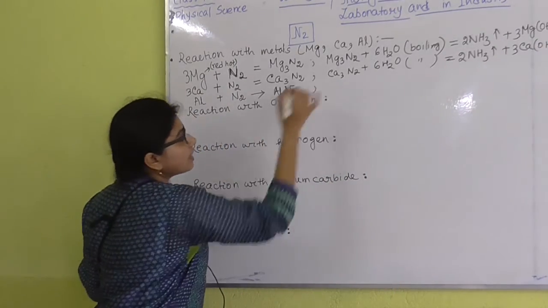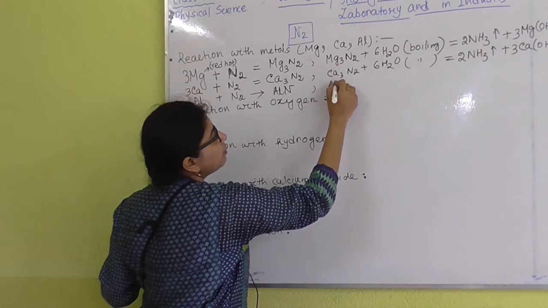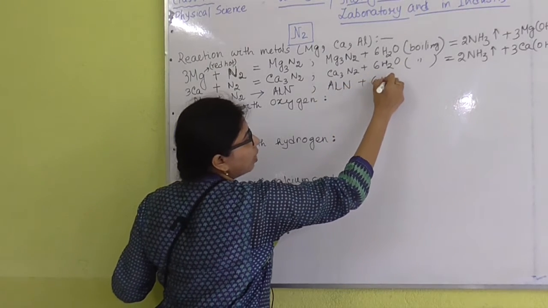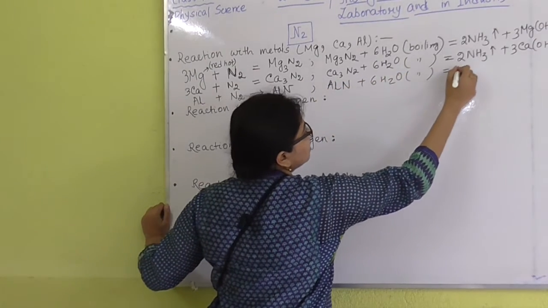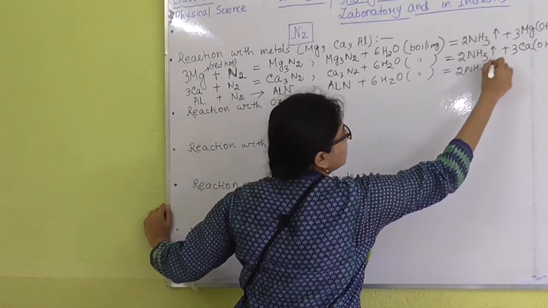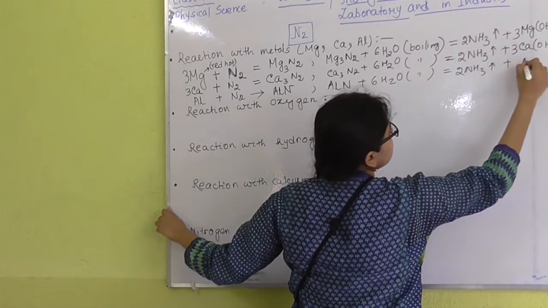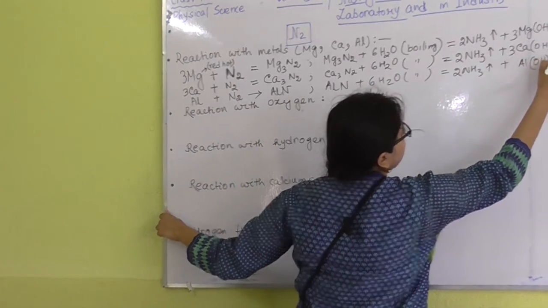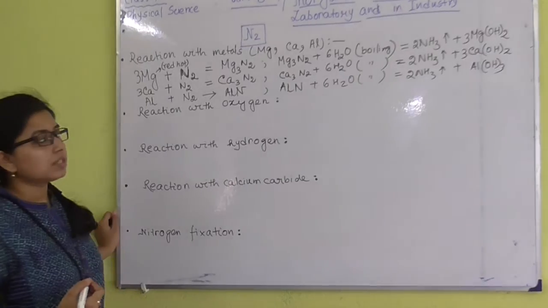And for the last case, if you add this aluminium nitride to the boiling water, you will get ammonia gas as well as the hydroxide of aluminium, that is aluminium hydroxide.